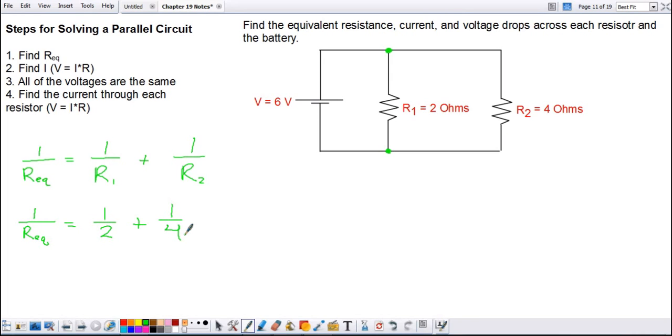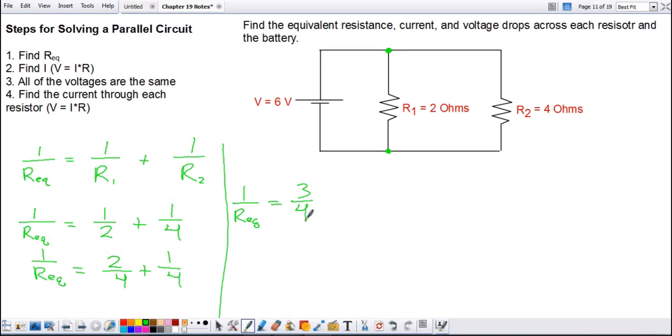Now we need to add. Remember, when you add fractions, the denominator must be the same. So what's the common denominator here? Well, I can make the common denominator 4. So this 1/2 would be 2 over 4. Now we've got a common denominator, and so we can go ahead and add. So 2 over 4 plus 1 over 4 is 3/4. So we end up with 1 over our equivalent resistance is equal to 3/4.